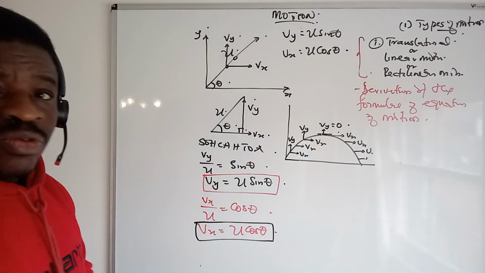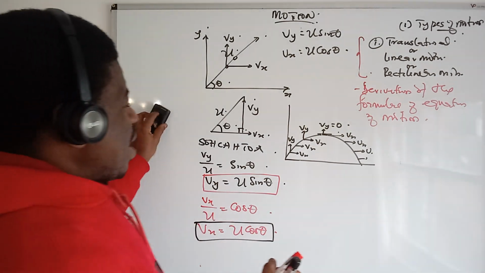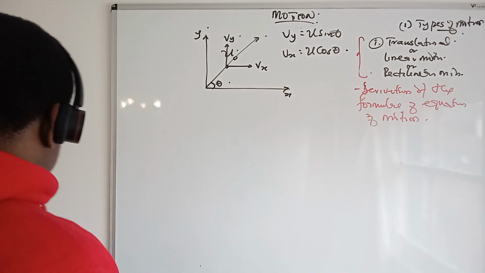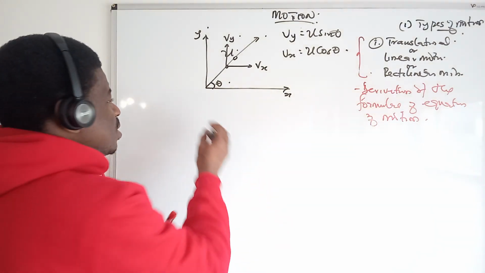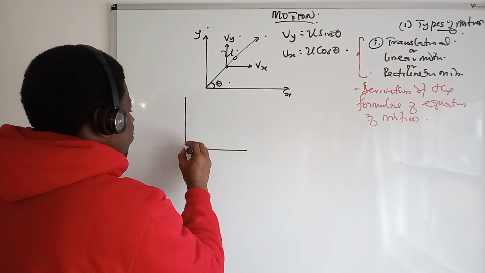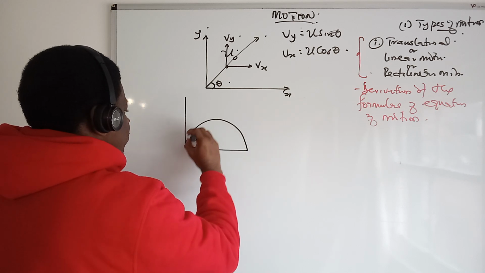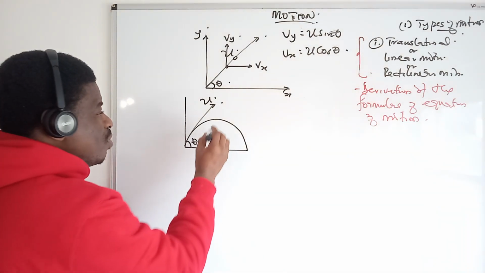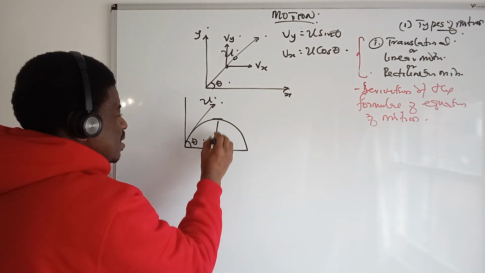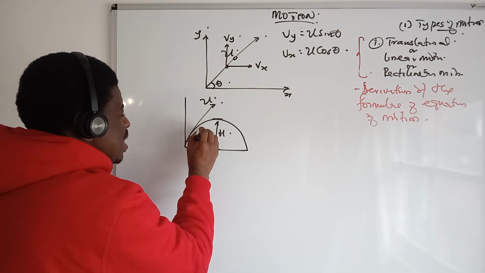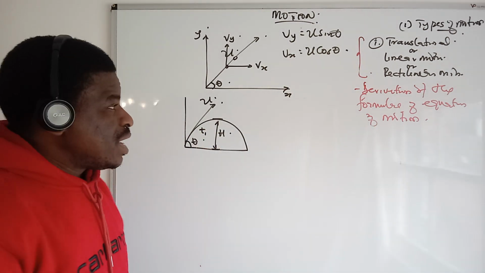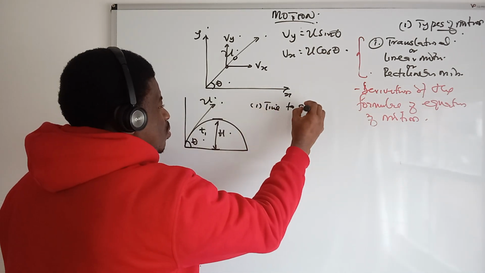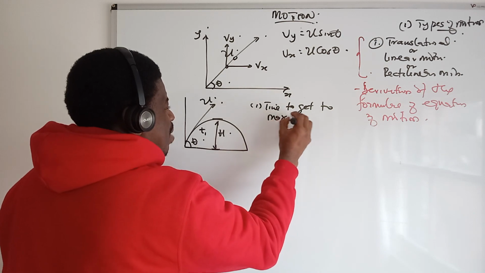If you know these two formulas, let's go to our derivations of the formulas directly. Look at this now. What we want to derive is: you fire this way, this is your u, this is your angle theta, and this is the height. Now we want to calculate the time to get to the maximum height. So number one, time to get to maximum height.